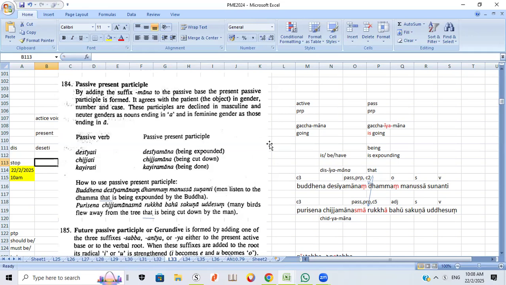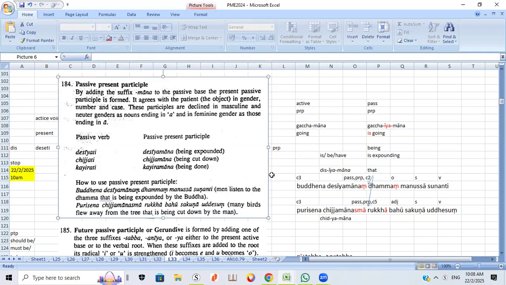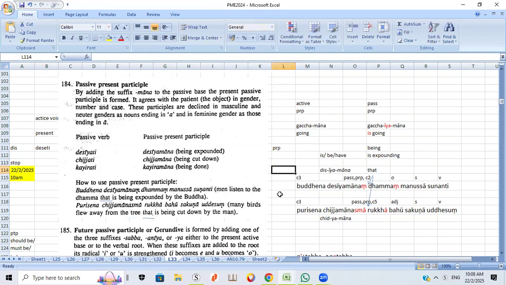Don't get confused with present participle. So this is not the same. This is a present passive. This is present participle. This present participle basically belongs to the active voice. So the only thing you need to do is, passive always needs the verb to be.